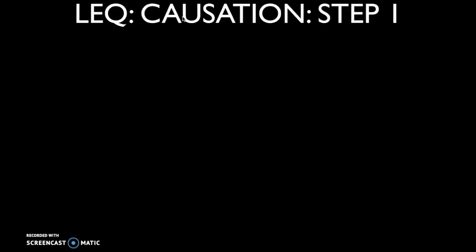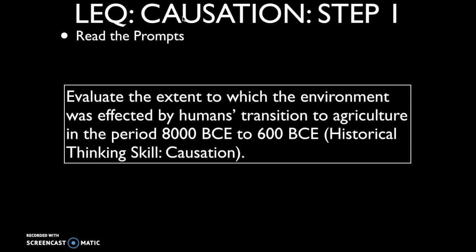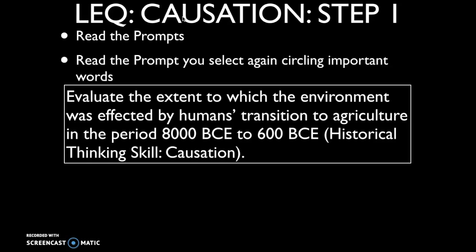So step 1, once you receive the LEQ essay, you are going to read all 3 of the prompts. You are going to decide which of those prompts you want to respond to. Let's say you choose this prompt. Evaluate the extent to which the environment was affected by humans' transition to agriculture in the period 8000 BCE to 600 BCE. So the next step, once you've selected a prompt, is to read it again and really focus on the key words that you need to make sure you're honing in on.